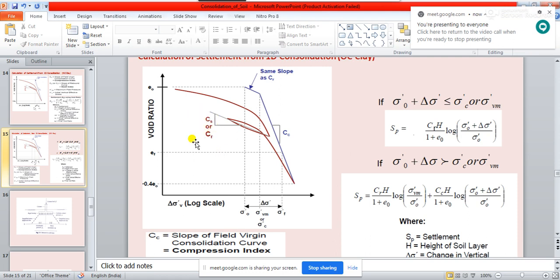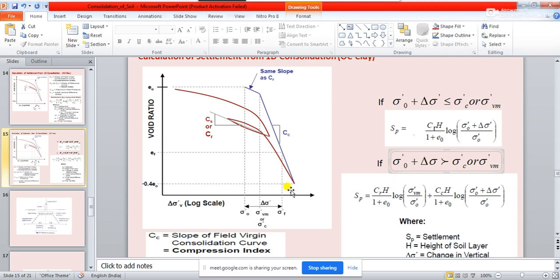So Cs or Cr, it is the same thing, swell index or rebound index. Okay, now you try to understand these two equations very carefully. There are two conditions I have written. You follow this diagram. Everyone can see this diagram clearly, or should I make it a little larger?